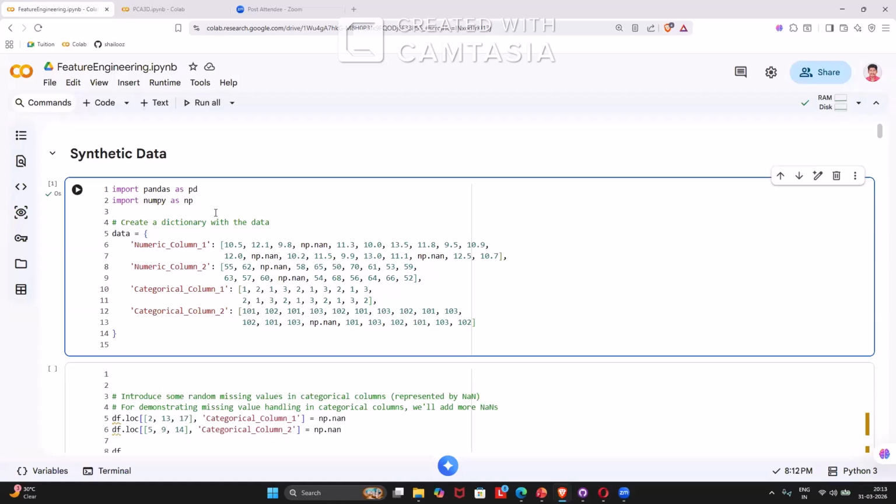Today we start with synthetic data. The first block shows you how to create synthetic data. Synthetic data is nothing but using some random values to create dummy data. So here you can see that there are 4 columns.